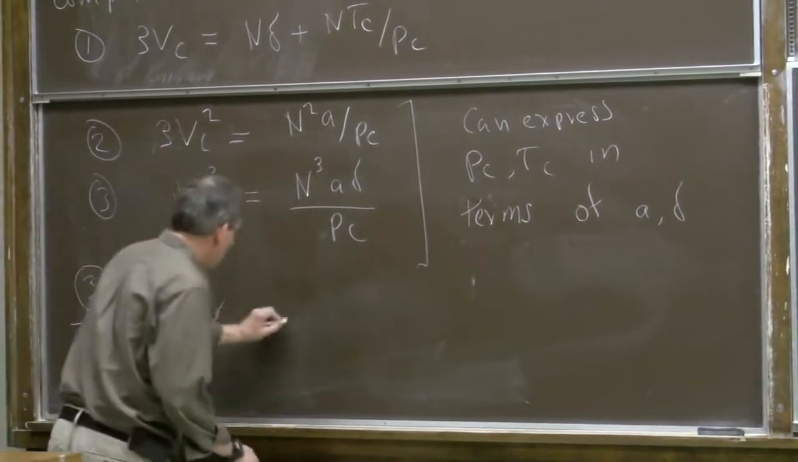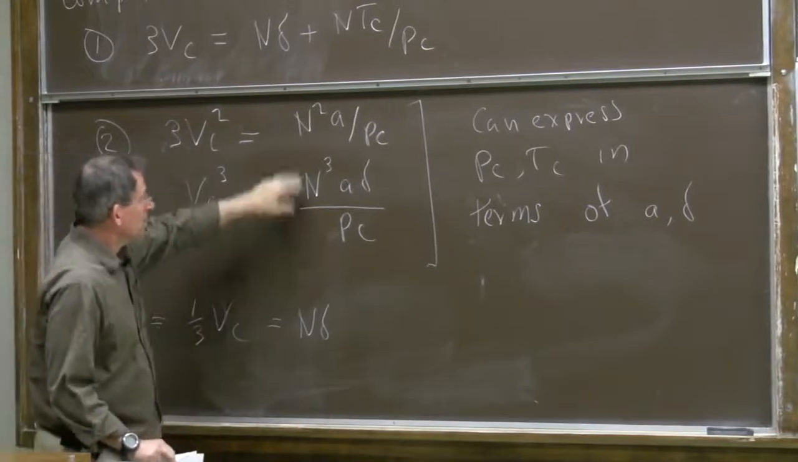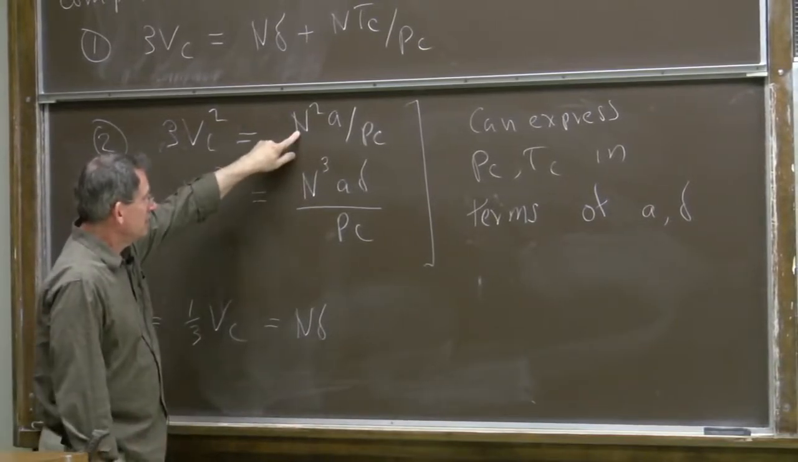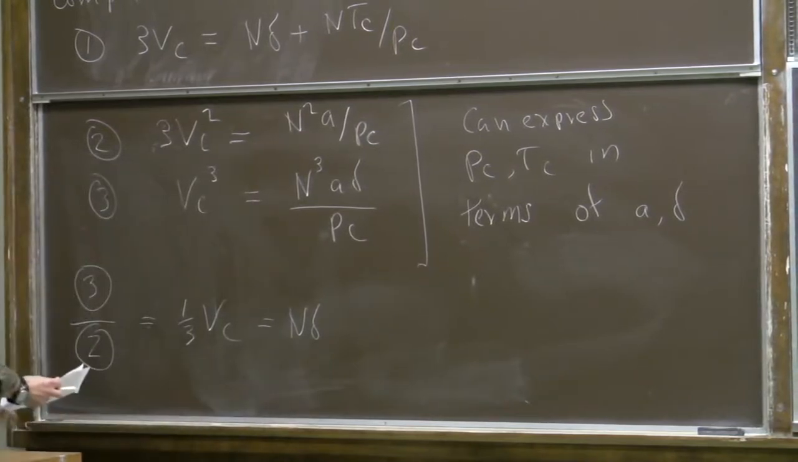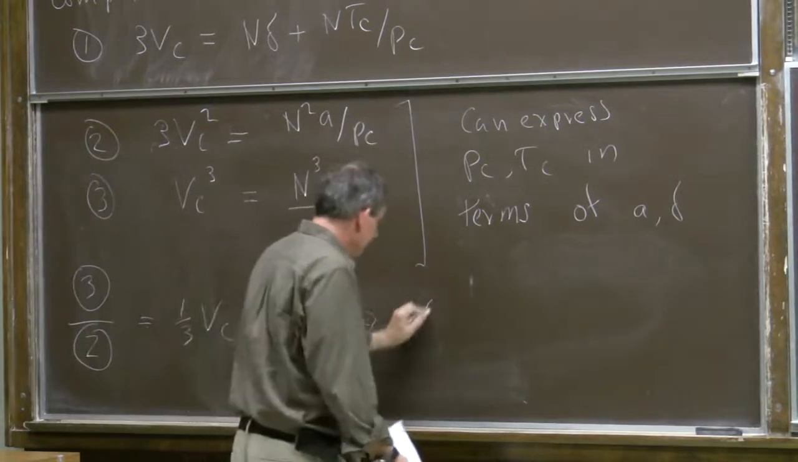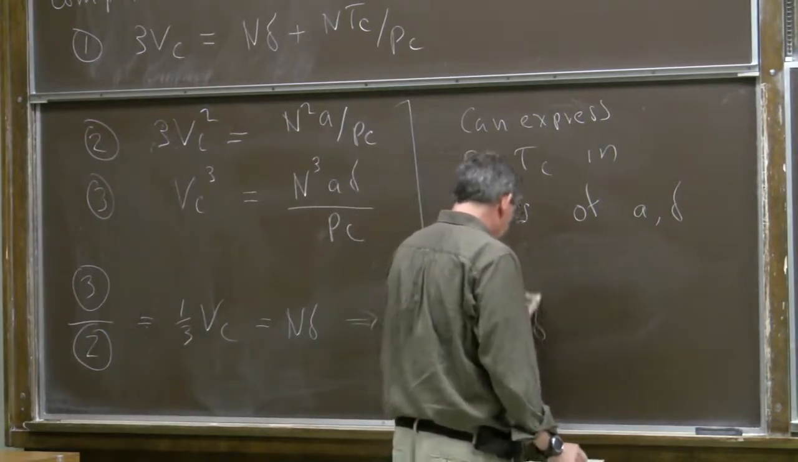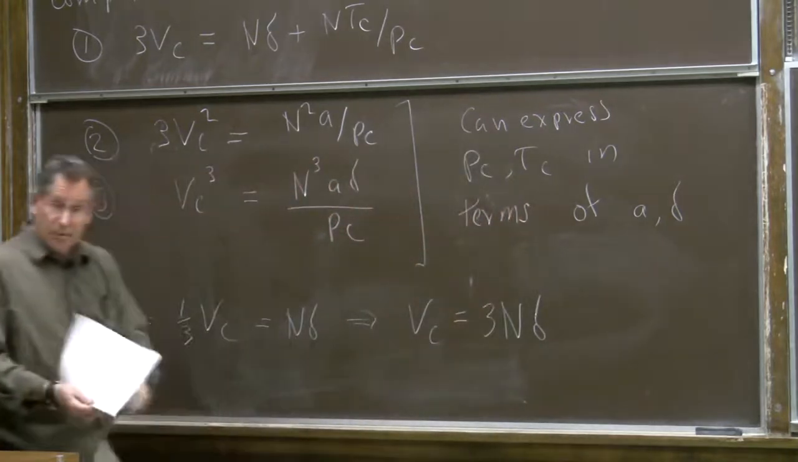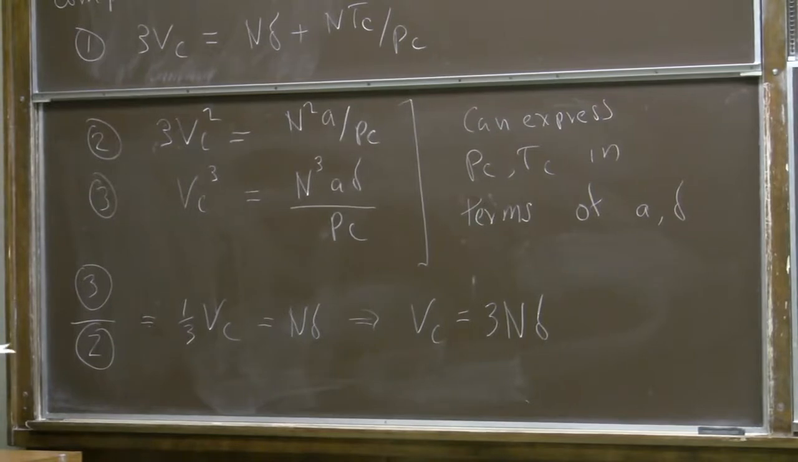nb. That's what I get when I divide this expression by this one. The a's and the P_c's divide out, and I just have nb. So that tells us what the critical volume is. The critical volume is equal to 3nb. Remember, the excluded volume occupied by all the molecules is nb.